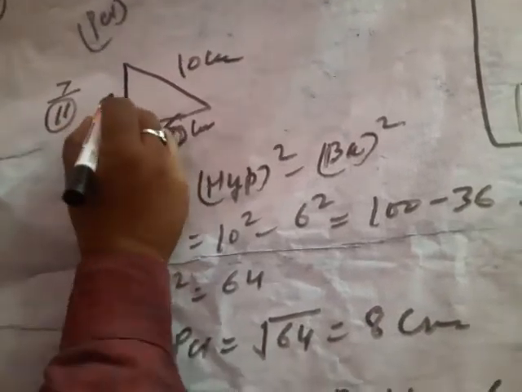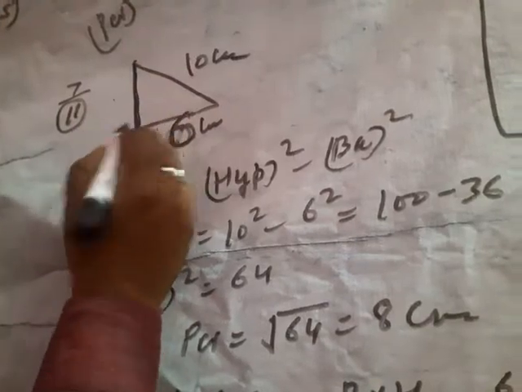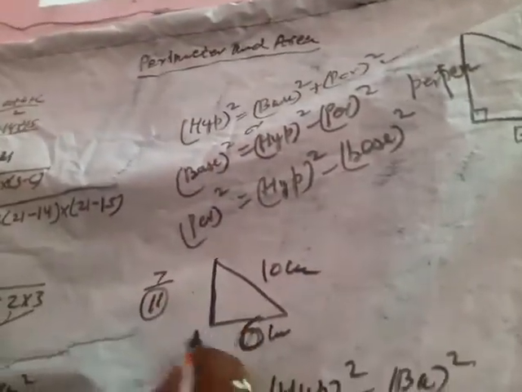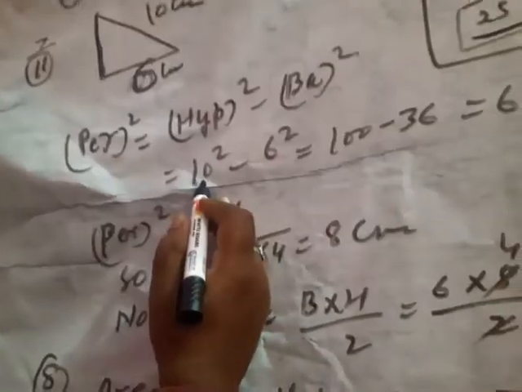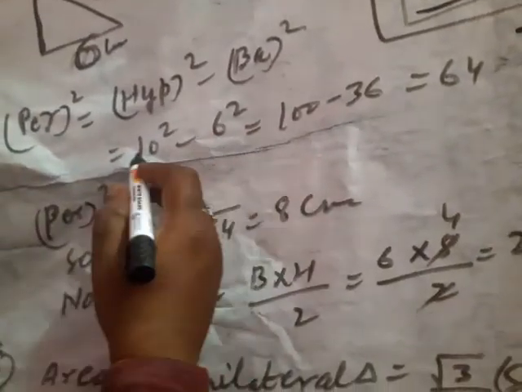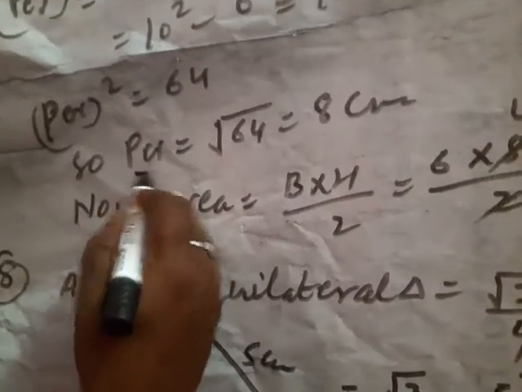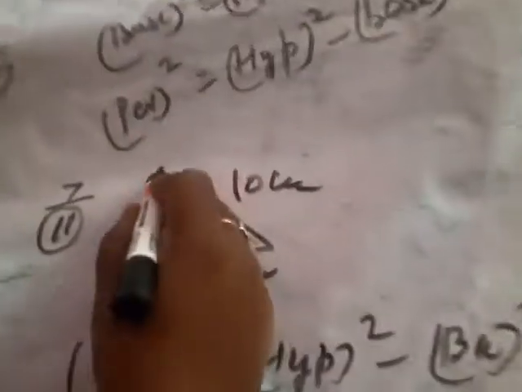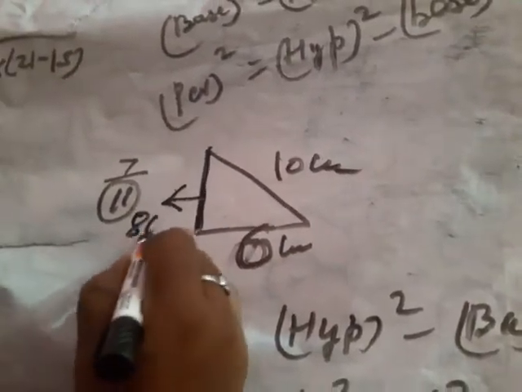But to find the area of this triangle, you need to know the height. So first of all, you calculate the height with the help of the perpendicular. Perpendicular square is equal to hypotenuse square minus base square. Hypotenuse 10 square minus 6 square, 100 minus 36 is 64. Perpendicular square is equal to 64. So perpendicular is equal to square root 64 is equal to 8 centimeter. It means the height of this triangle is 8 centimeter.